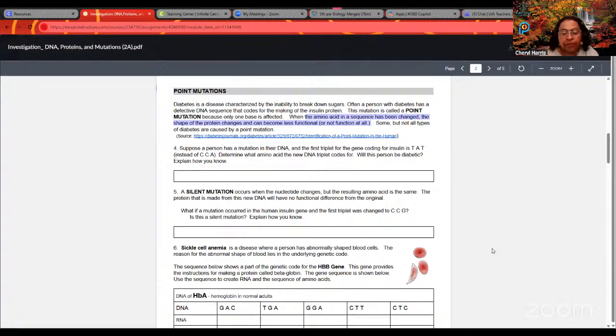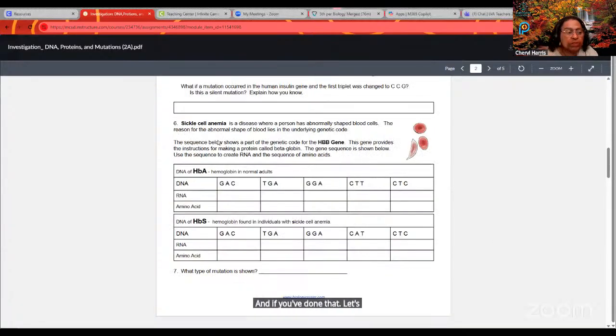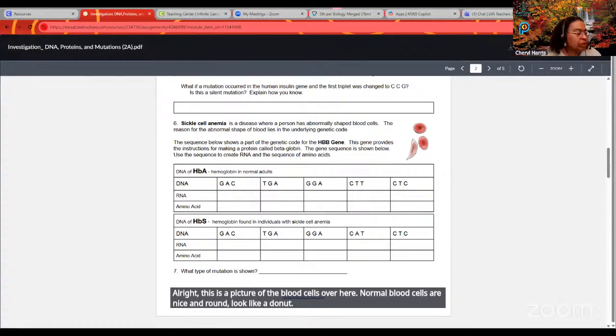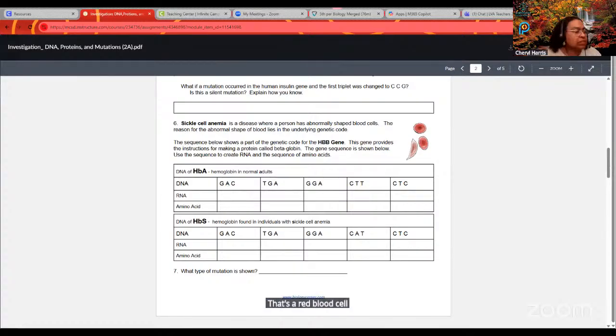And if you've done that, let's move on to sickle cell anemia, which is, I think, where we left off yesterday anyway. All right, with the sickle cell disease, let me bring mine up so I can make sure you're seeing my pointer. All right, this is a picture of the blood cells over here. Normal blood cells are nice and round, look like a donut. That's a red blood cell. When you have sickle cell, they look long, elongated, like a sickle.